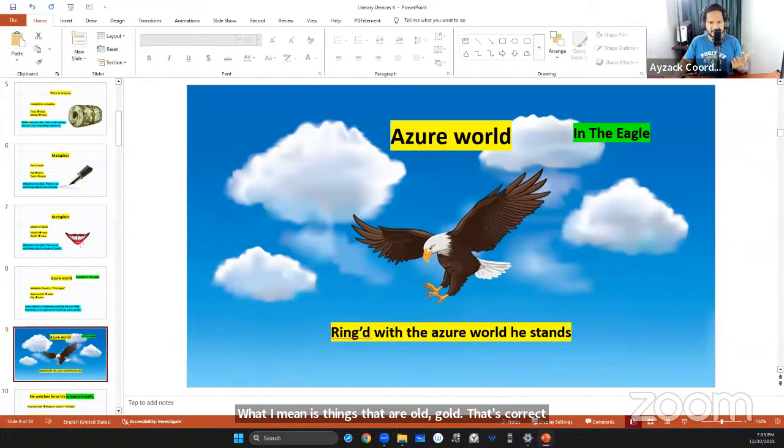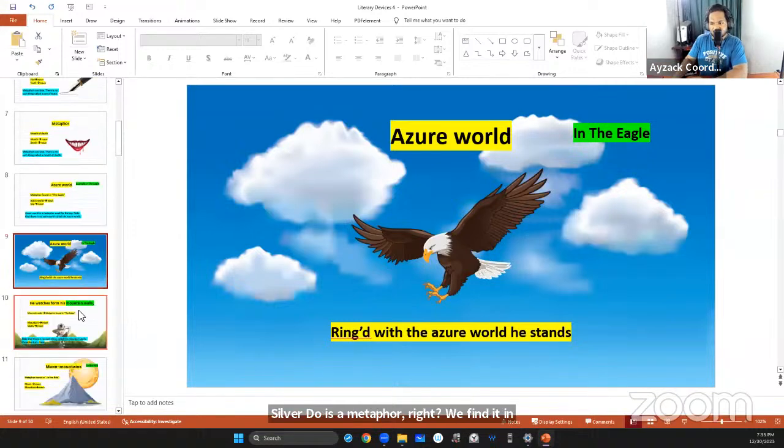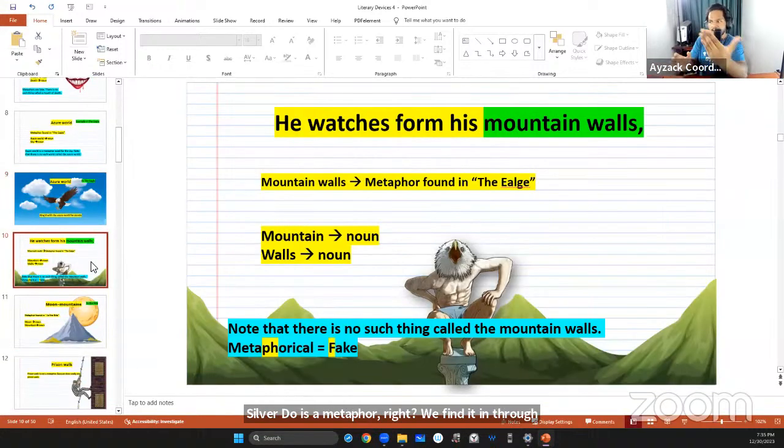Heart of gold is a metaphor. Absolutely. Tears of gold, why not? Tears of gold is a metaphor. How about this? Silver dew. Silver dew is a metaphor, right? We find it in To the Evening Star. That is another metaphor in our syllabus. How about this? We have mountain walls in The Eagle. Is that not a metaphor? Mountain is a noun. Walls is a noun. Mountain walls is a metaphor because it is fake. There is no such thing called mountain walls.